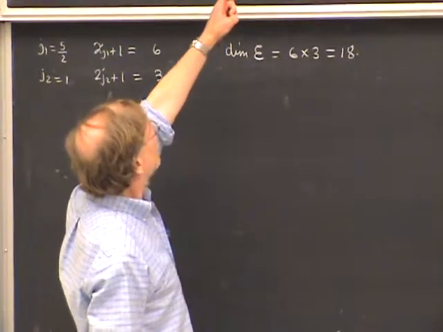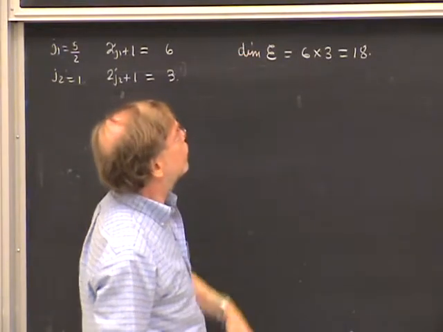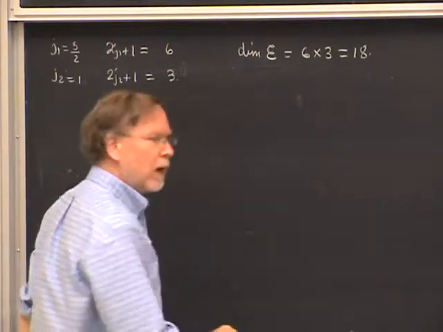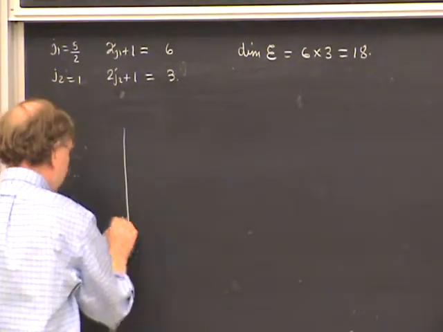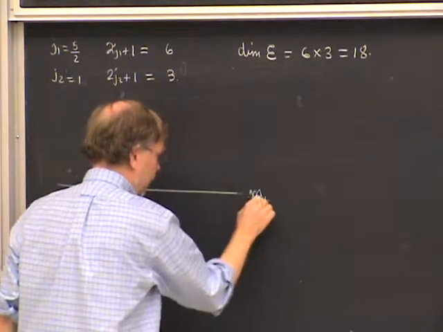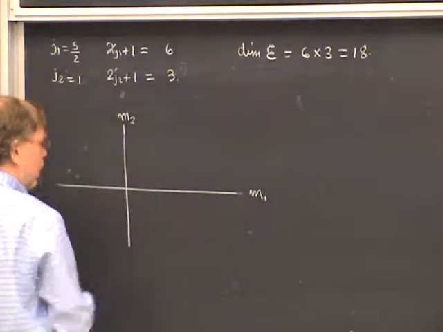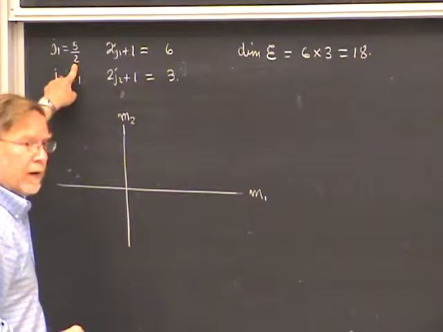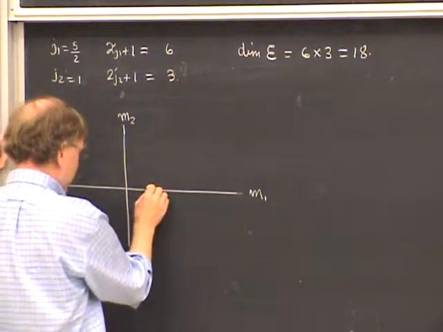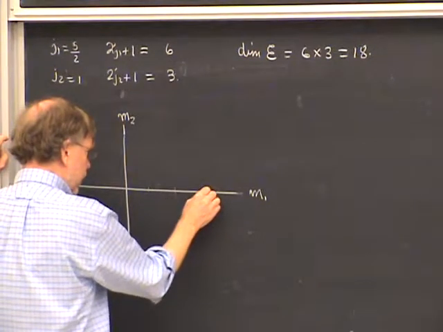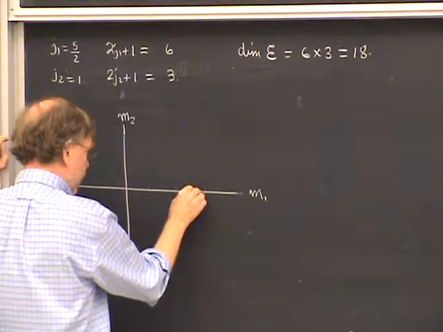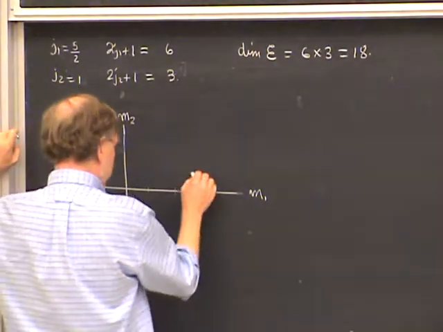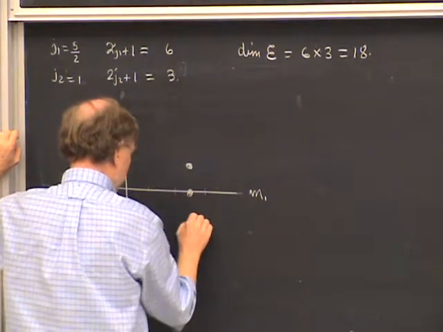To visualize the vectors of the uncoupled basis, they're indexed by m1 and m2. m1 goes from minus j1 to plus j1. m2 goes from minus j2 to plus j2. To visualize those vectors, allow me to make a plot of them in the m1-m2 plane, because that's how they're labeled. So m1 goes from minus 5/2 to plus 5/2. I'll try to draw this as accurately as possible. If that's 1, that's 2, that's 3, then 5/2 is right there. That's 5/2 on the m1 axis. And then m2 goes from minus 1 to plus 1. So that's minus 1, 0, and plus 1. So let's make a dot here, a dot there, and a dot there.